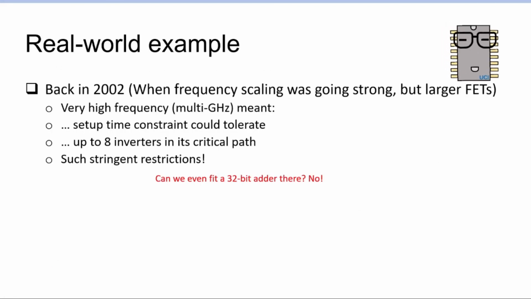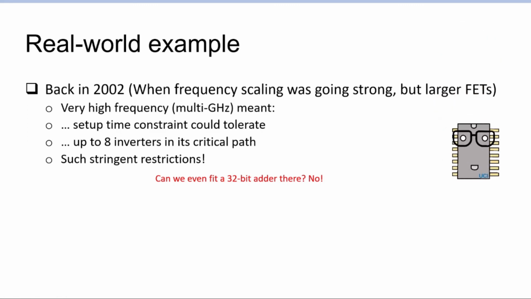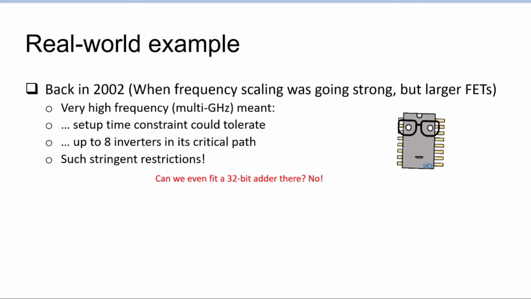Yes, and to give a real world example, back in 2002, when CPU frequency scaling was still going strong, when we were reaching multiple gigahertz of clock speed for the very first time. But of course, at the time, the fab technology wasn't as good as what we have right now. So the transistor sizes on these chips were much larger than what we have, which means longer propagation delay for each circuit component. So higher clock speeds, but longer propagation delay.